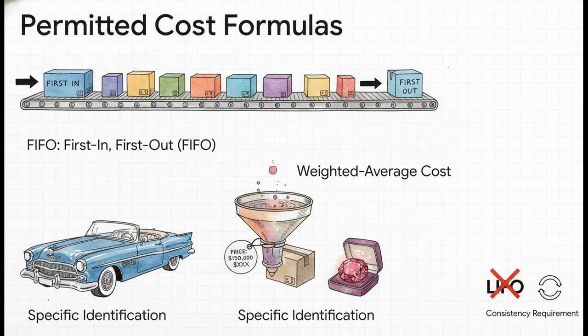For your interchangeable items, the choice is limited to either FIFO or weighted average. LIFO, as we all know, is explicitly prohibited under Ind AS. And the guiding principle here is consistency. You have to apply the same formula to all inventories that have a similar nature and use. This prevents companies from cherry-picking methods to manage earnings.